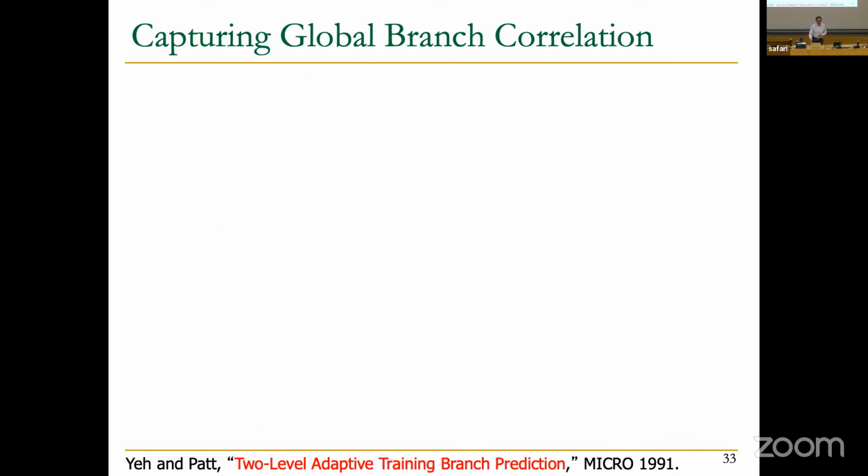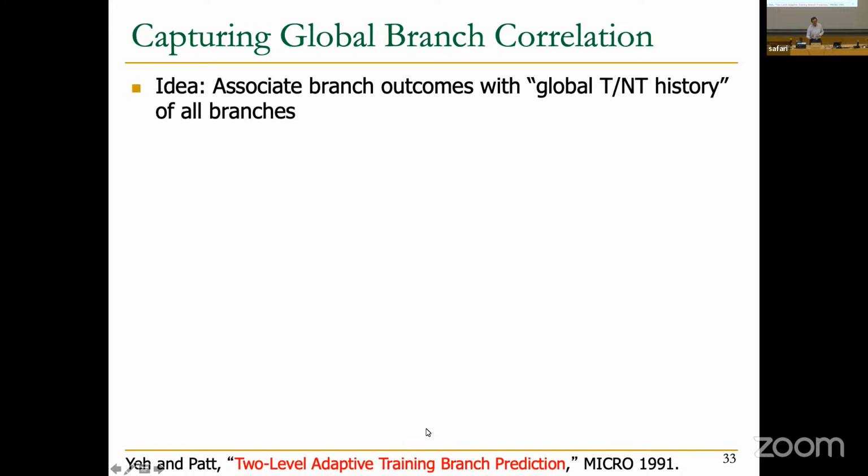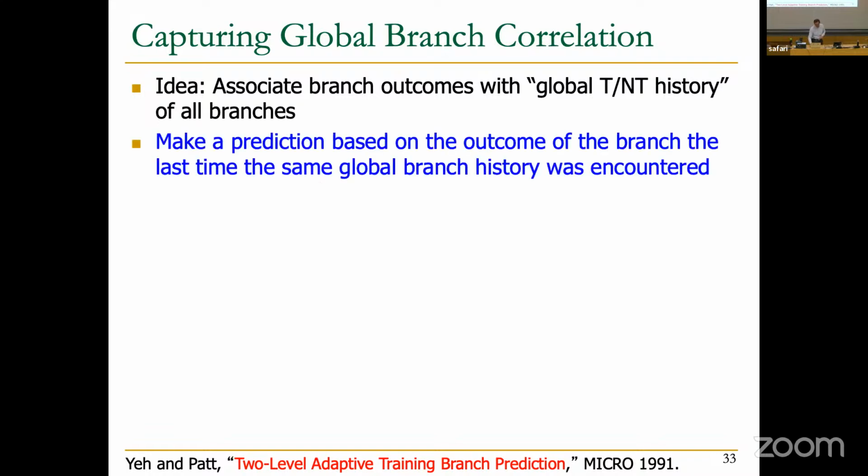So how do you capture this? Basically, that's the key idea. That's the key realization of this work. Associate branch outcomes with a global taken, not taken history of all branches. Now, what does this mean? Well, we're going to see that basically. You keep a global history of all branches, which direction the last n branches took. And you encode that as taken, not taken, 1 or 0.